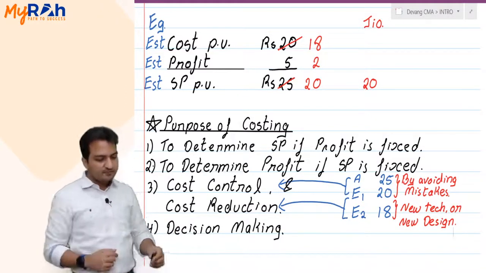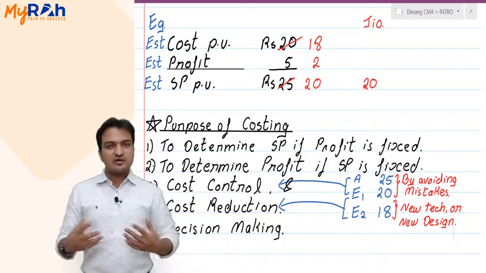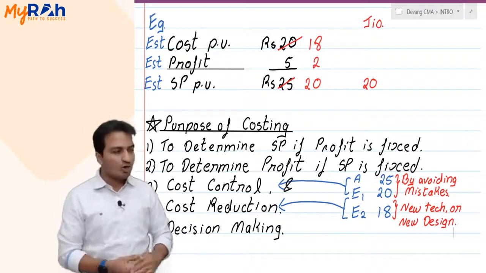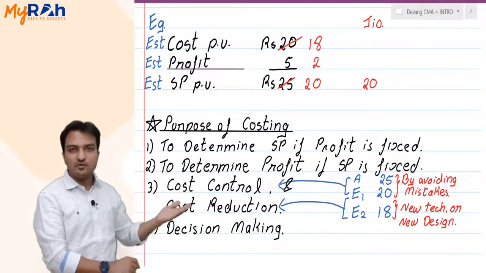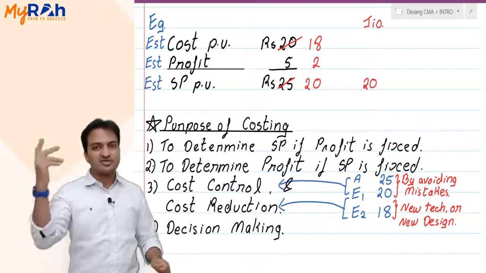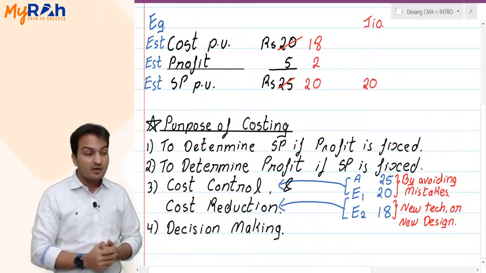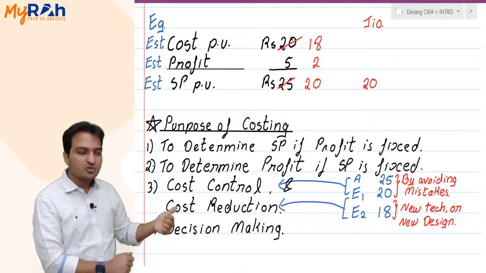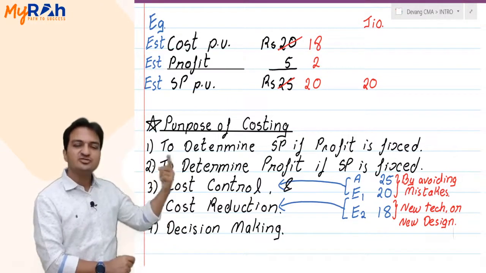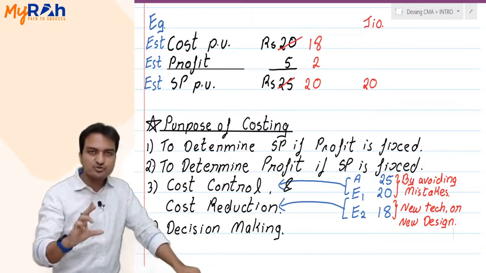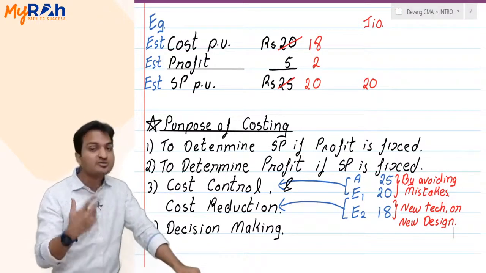Now your question would be that as a chartered accountant, why are we supposed to learn these things? Well, cost control is very obvious. You have to learn so that you know where the company went wrong, and give recommendation to change those things in the next year. But cost reduction happens only with the change of technology, change of design. As a chartered accountant, are you supposed to discover new technology or new design?